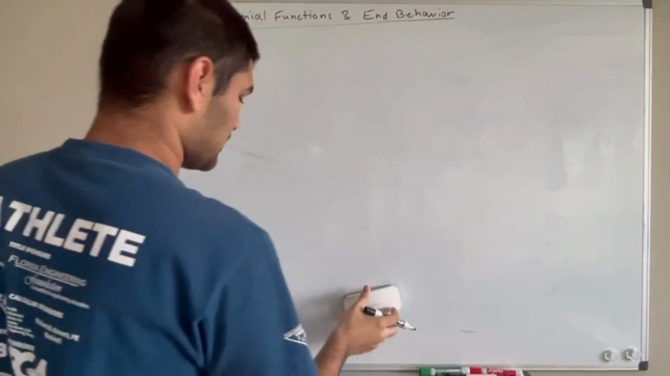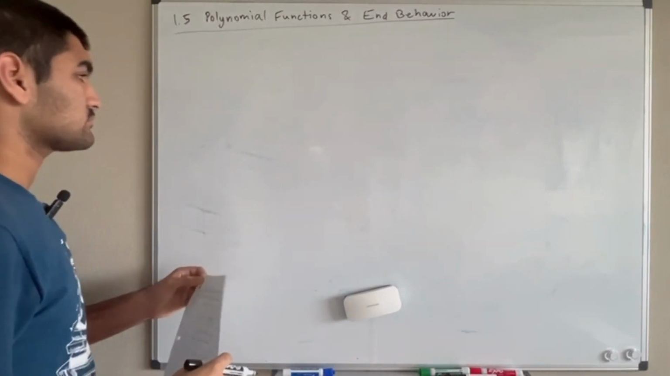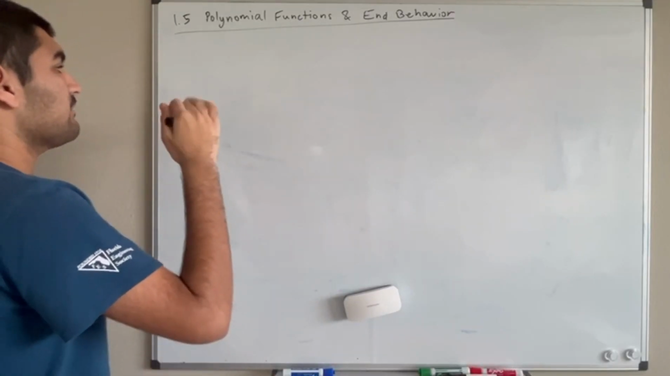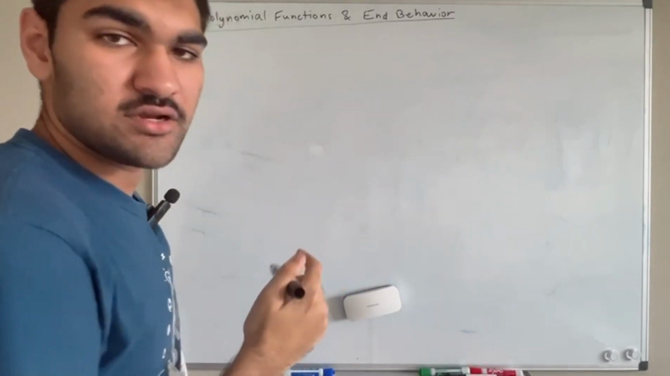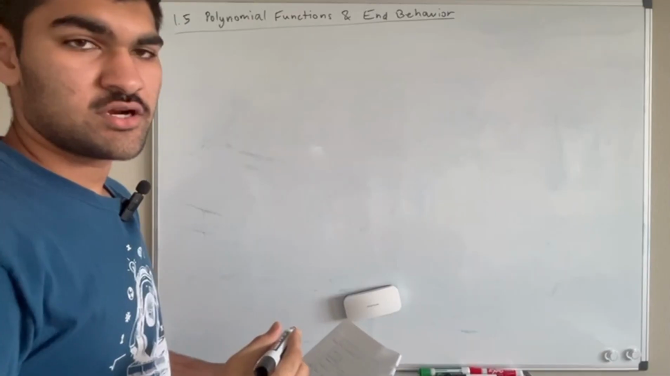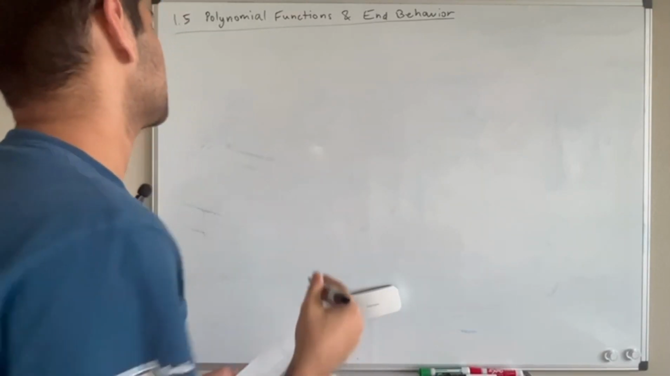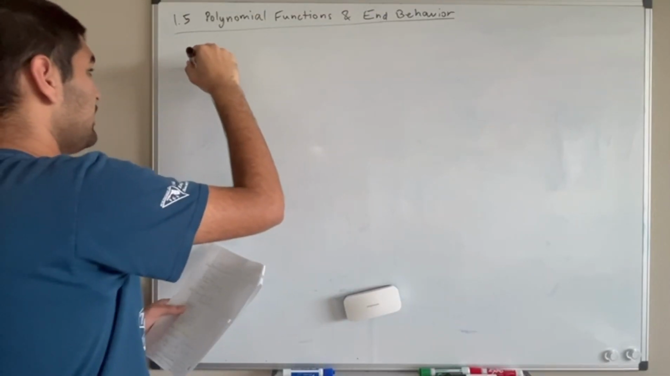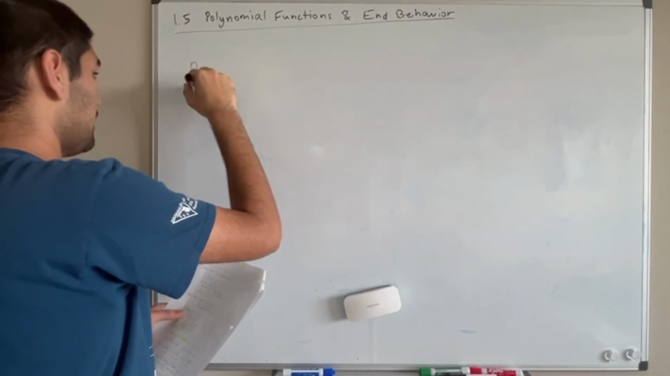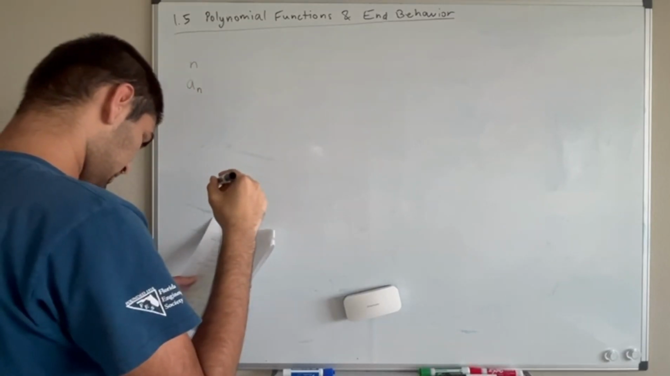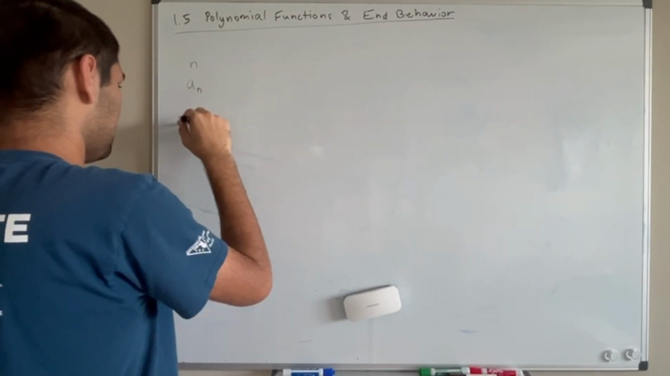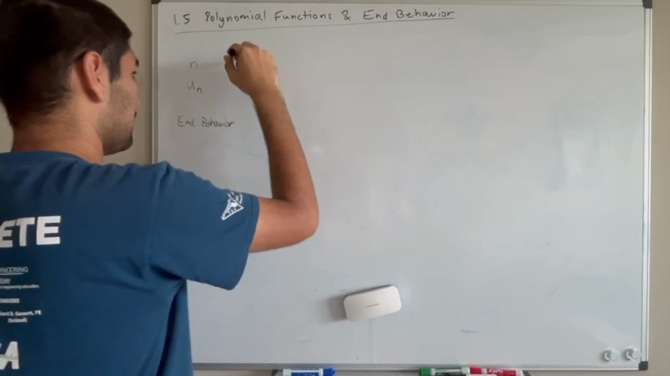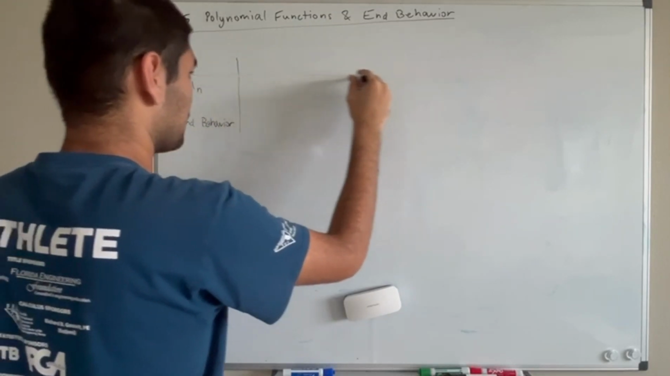So now let's talk about end behavior. For end behavior, you have to consider two things. You have to consider the degree of the polynomial, and you have to consider the sign of the leading coefficient. So we'll say that n is our degree, a sub n is our leading coefficient, and then we have our end behavior right here. Okay, so make like a little table.